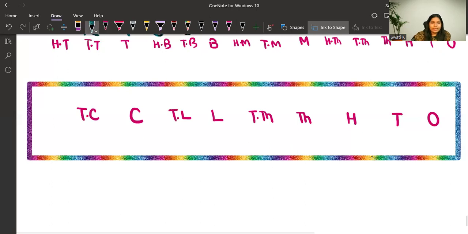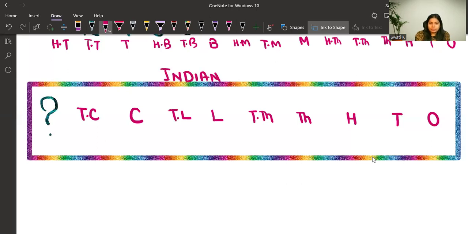I'll just ask one thing of all of you. If you know what comes before 10 crore, let me know in the comment box. This is our Indian place value system. Okay.